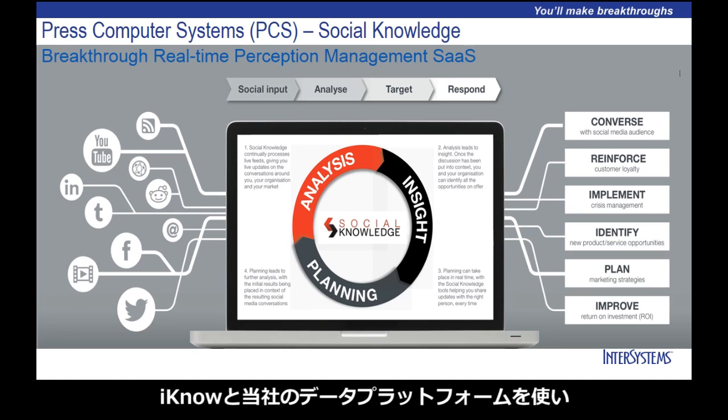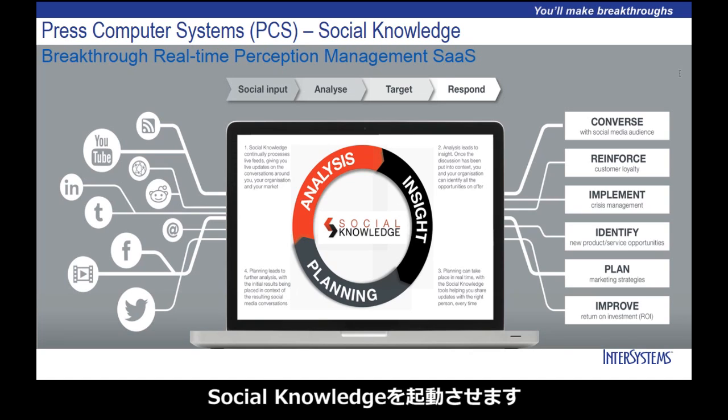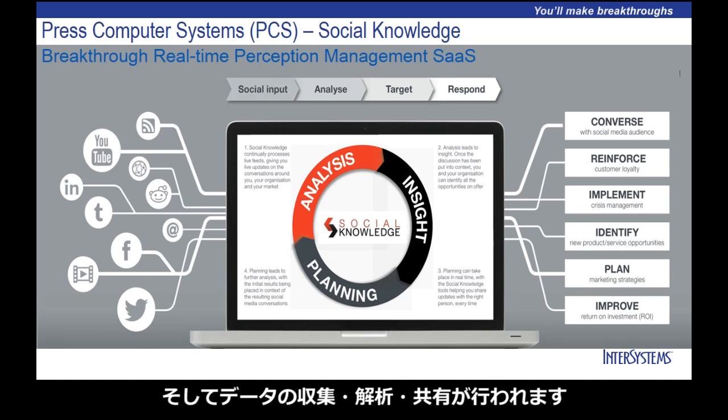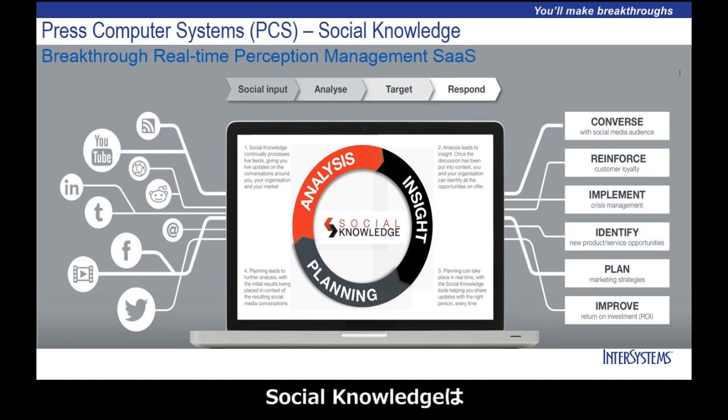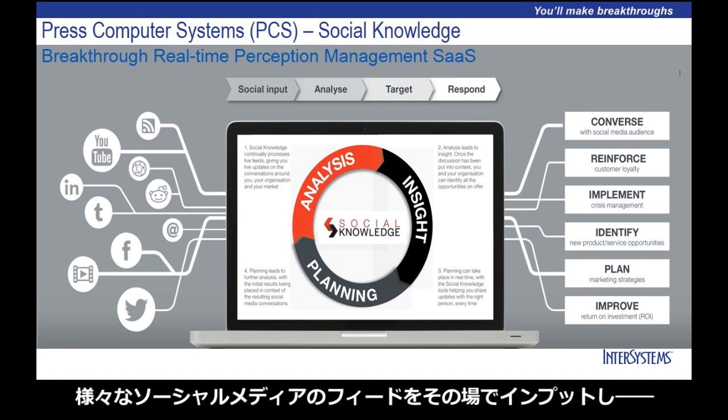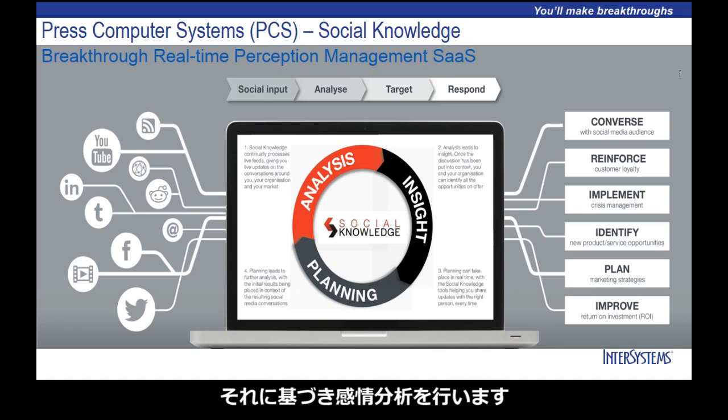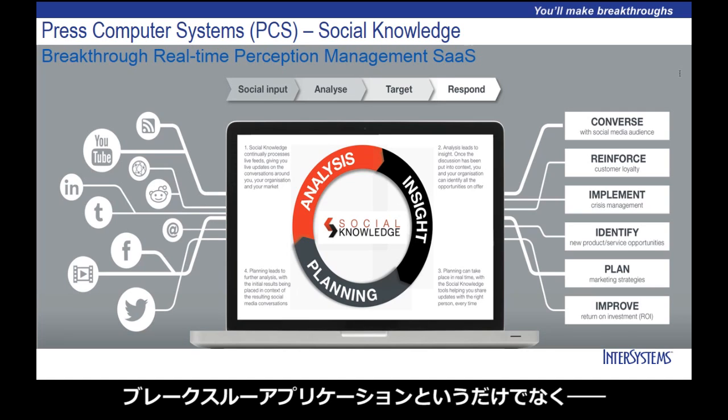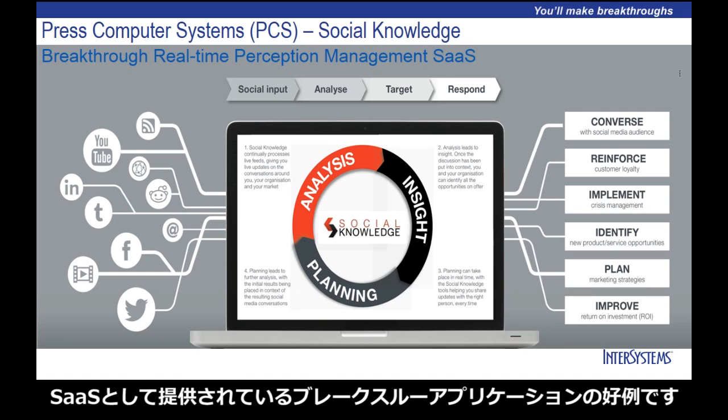So you identify a particular thing that you're interested in, and then Social Knowledge will go off using the I know technology and our data platform, which handles all of the capturing and analysis and sharing and everything else. Social Knowledge will go off and take live input from all of the various social media feeds that are out there and do the sentiment analysis on the social media feed and narrow everything down specific to the concepts that you're interested in. This is a great example of a breakthrough application, not only on our data platform, but a breakthrough application which is offered as software as a service.